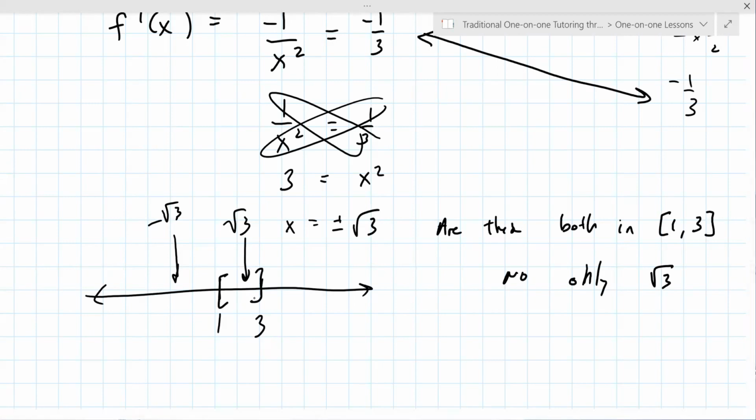So with mean value theorem, you don't set it equal to 0. No, that is the main difference, the big difference. Okay. Yeah. Okay. That'll help a lot.